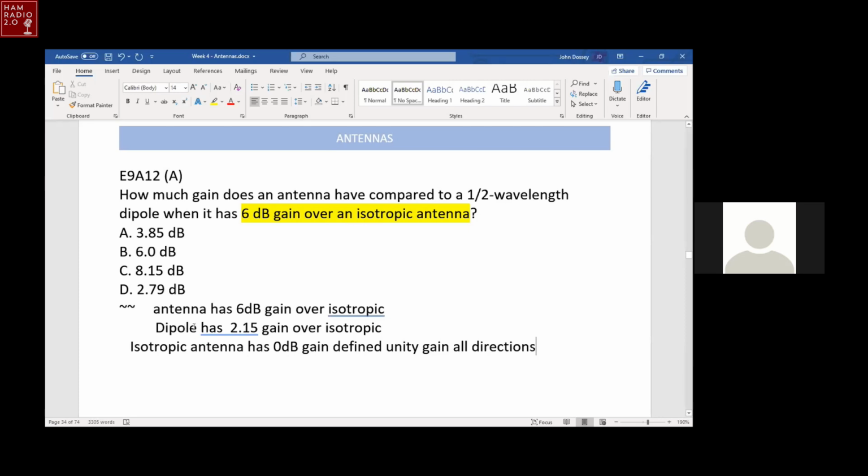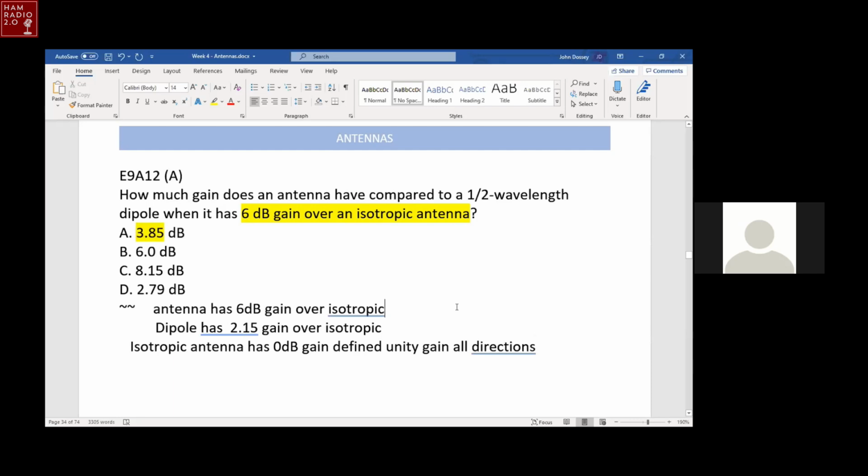The dipole has 2.15 dB gain over the isotropic, and this antenna we're asking about has 6 dB over isotropic. So the question is, how much gain does this antenna we're talking about have over the dipole? Well, the dipole has 2.15 over isotropic. Antenna has 6 over isotropic, so it's 6 minus 2.15. And the difference between this antenna we're talking about and a dipole is 3.85. Is that any more clear?